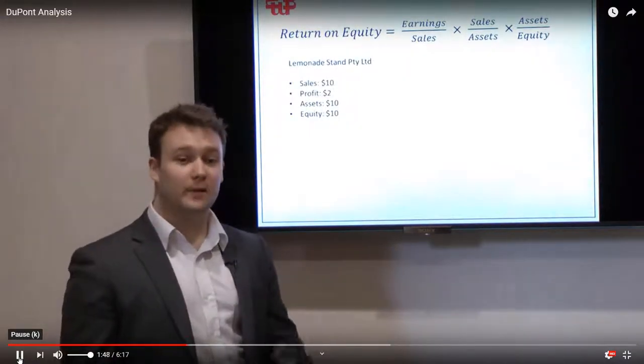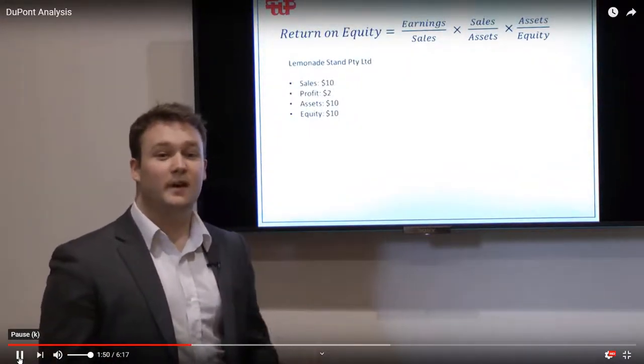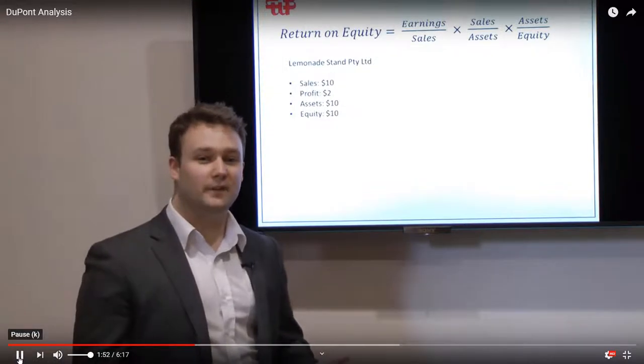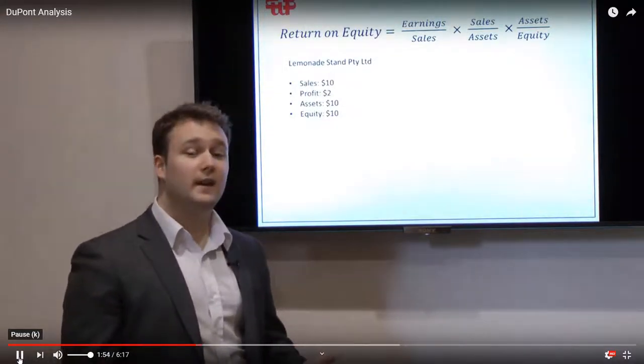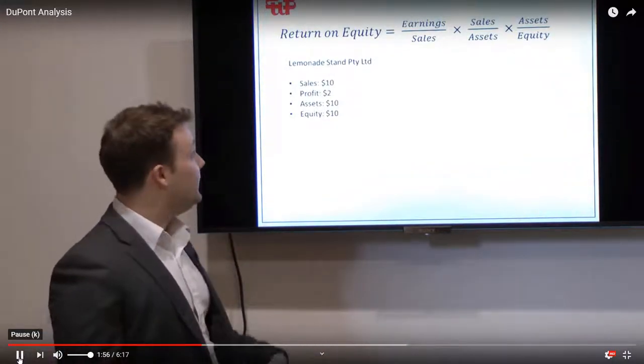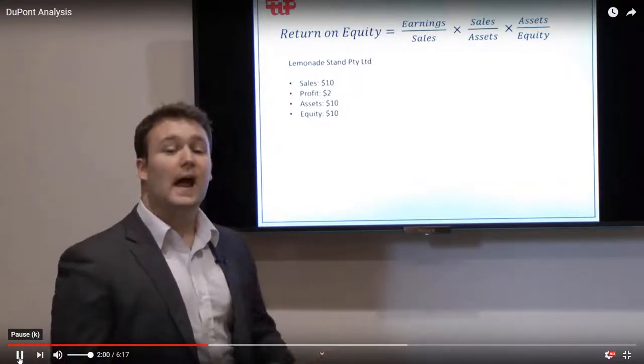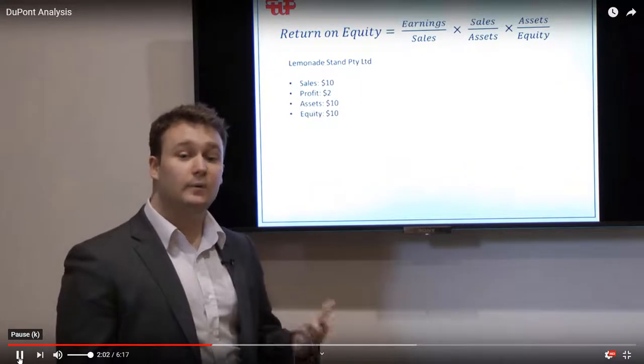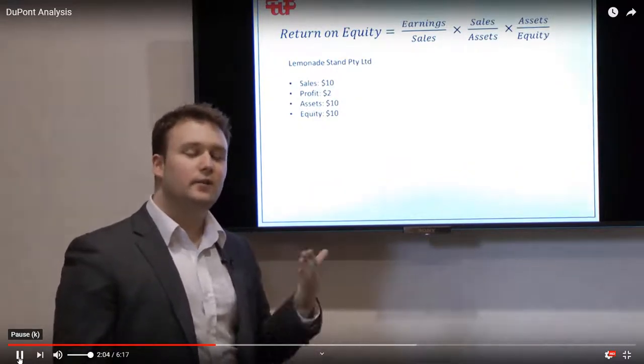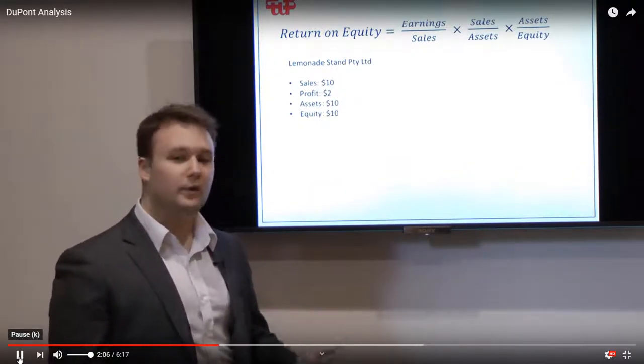Now, we're going to start up a company under the inspired name of Lemonade Stand Pty Ltd. It's been running for a year and it has a set of financial metrics. It's got sales of $10, profit of $2, assets of $10, and equity of $10. Let's use the DuPont framework to have a look at this company.